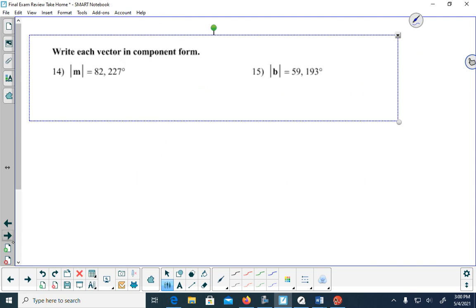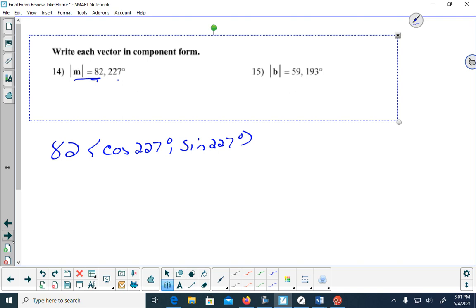Okay, the next one says write each vector in component form. So they're telling you that the magnitude is 82 and the angle is 227. So I'm just going to take the magnitude and multiply it by the cosine of 227 degrees, sine of 227 degrees. So it's kind of like before, the plane problem. It's what you would do.